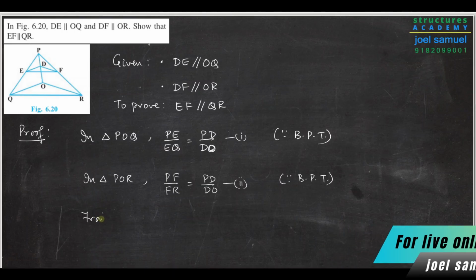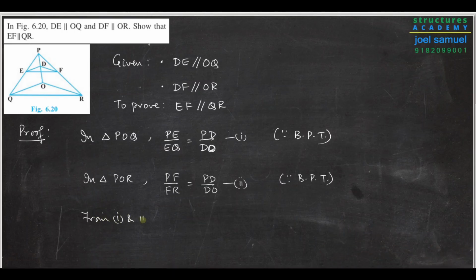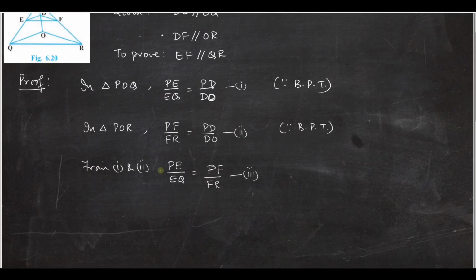So from equations 1 and 2, since the right hand sides are the same, we equate the left hand sides. PE divided by EQ is equal to PF divided by FR. Let's call this equation number 3, and as a consequence of equation number 3, we can say this implies EF is parallel to QR, and the reason is converse of basic proportionality theorem, hence proved.